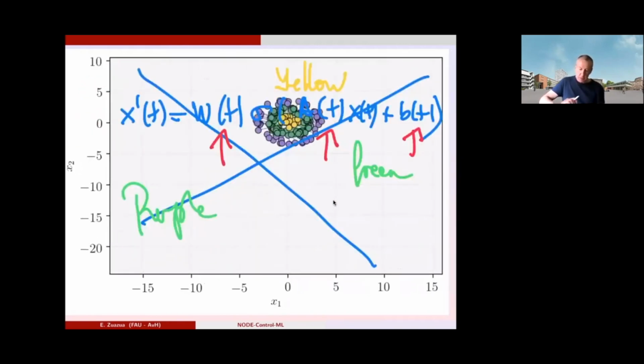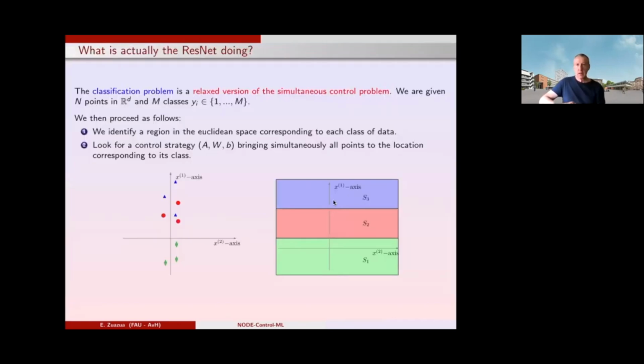Let me try to explain this. So I will not make a complete proof. The complete proof is by induction. So you say, okay, you give me n points to be controlled. So the proof is by induction.